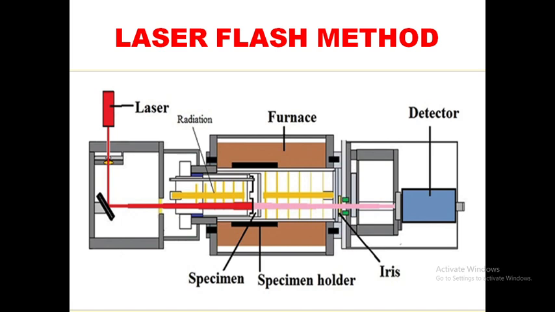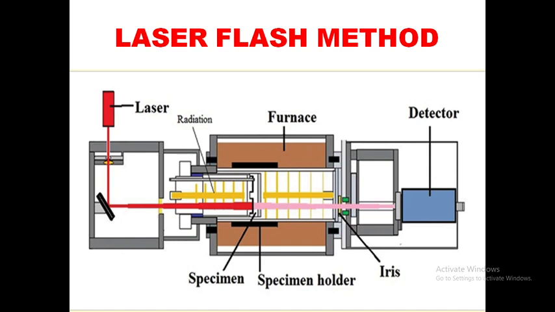The property can be measured in a temperature range between -100 to 3000 degrees Celsius. In this method, the thermal diffusivity, alpha, is determined, given the specific heat capacity and density of the material. The thermal conductivity can be calculated using thermal diffusivity, specific heat capacity and density under adiabatic conditions.